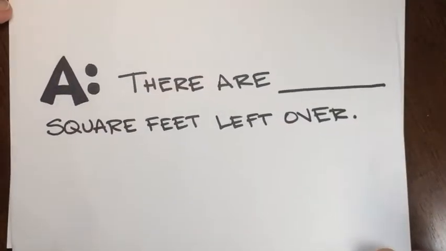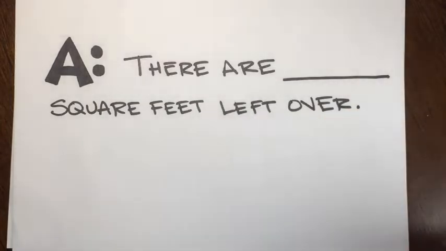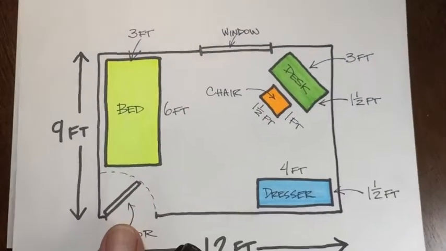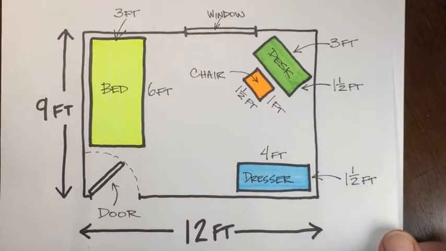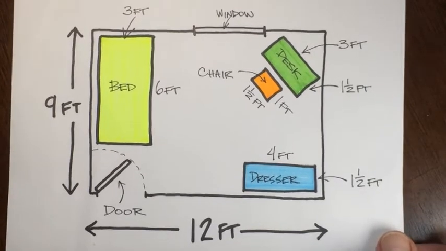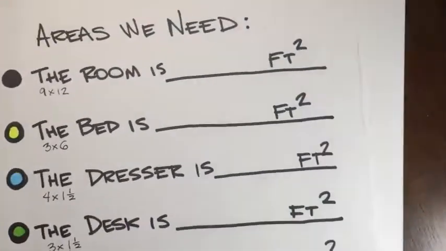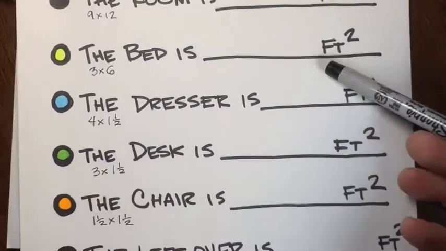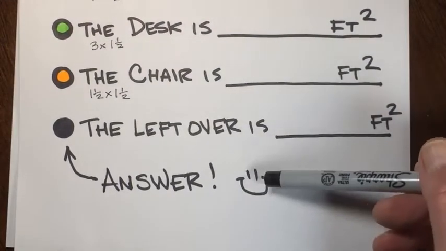For our answer, it's a simple answer. There's going to be a certain number of leftover square feet, where the furniture takes up some of the room. Again, I'm going to have you pause the video as it goes along to do some of the math, and then I'll check the math with you. We need the area of the room, the bed, the dresser, the desk, and the chair, and the leftover is going to be the answer.